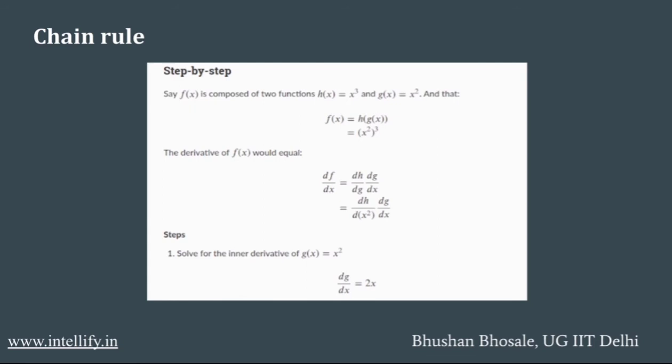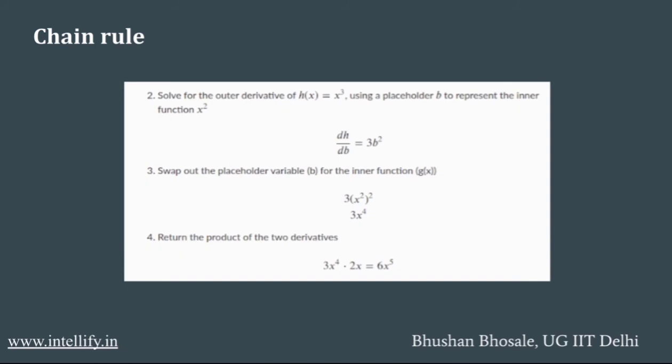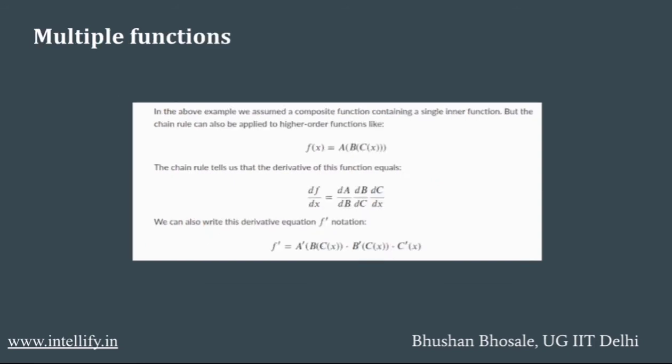So dg upon dx is 2x. Okay. And dh upon dg would be dh upon dg. Now solve for the outer derivative of f(x) = x cube, using a placeholder b to represent the inner function x square. So it would be 3b square, but actually b is nothing but x square. So it would be 3x raised to 4, and 3x raised to 4 into 2x would be 6x raised to 5. So the chain rule actually works.